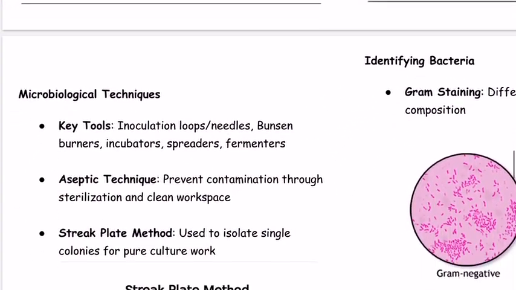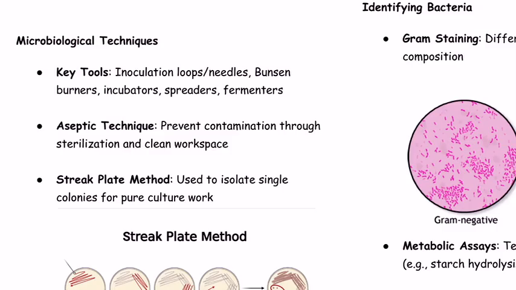All right, so some techniques here in working with our microbes. These are going to be the key tools. An inoculation loop is just for transferring microbes. Bunsen burners are for cleaning. Incubators hold a steady temperature. And then fermenters are for large scale growth.